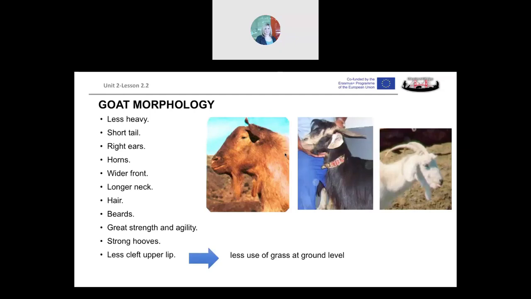And also very important, the shape of the lip. They have a less cleft upper lip, so this makes it, for example, more difficult for them to use grass at ground level than for the sheep. But on the other hand, they can, for example, eat trees. So this morphology also makes some limitation or some advantage in the feeding behavior.